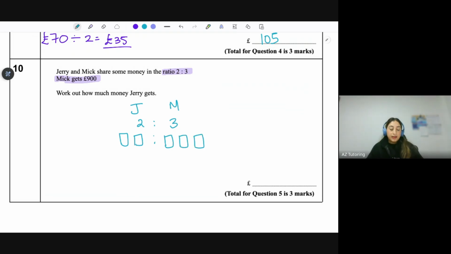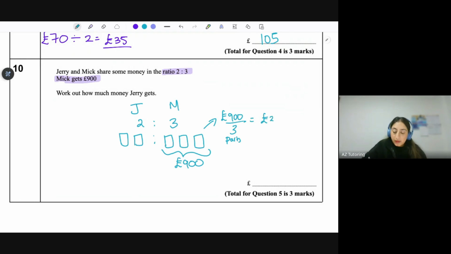There you go. It says Mick gets £900. So all of what Mick gets is £900. So those 3 parts should be equal to £900. So if you want to find out what one part is, you always divide. So I'm going to do £900 divided by the 3 parts, which should give me what one part is. 900 divided by 3 is just 300. So 1 part is 300. So that's 300, that's 300, that's 300, that's 300, and that's also 300.